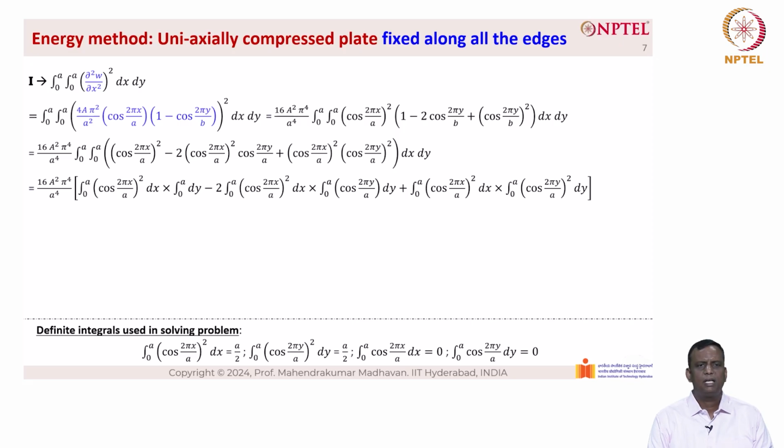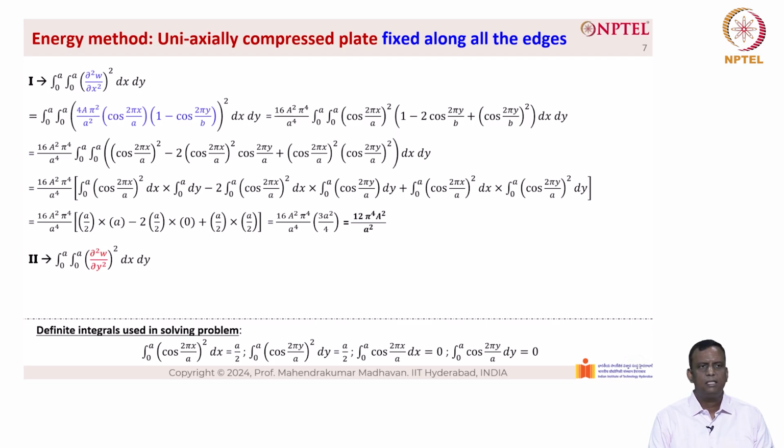To simplify this, we can use the expressions that are given at the bottom: the integral from 0 to a of cos² (2πx/a) becomes a/2, and the integral from 0 to a of cos² (2πy/a) also becomes a/2, and the integral from 0 to a of cos 2πx/a becomes 0, and the integral from 0 to a of cos 2πy/a dy also becomes 0. So, when we substitute these values here, we get a much simplified equation, and the final value is 16 a² π⁴ by a⁴ into 3a²/4. When we simplify this further, we get 12 π⁴ into a² by a².